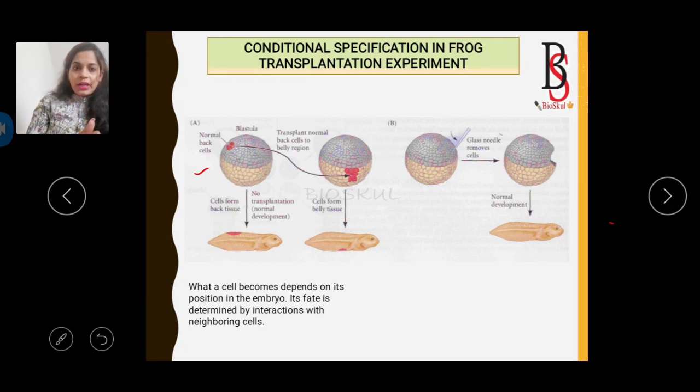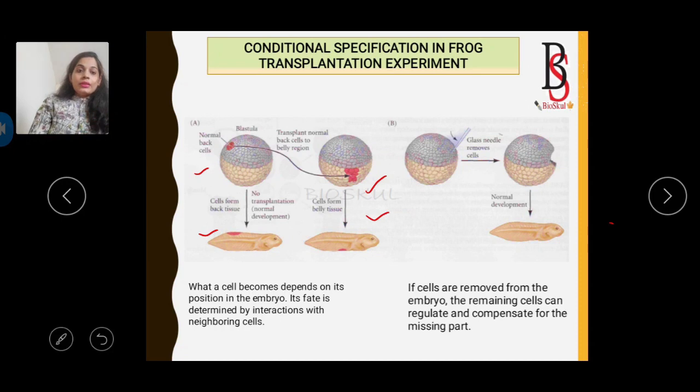If there is no transplantation, then it will develop into the back tissue. But if we transplant the normal back cell into the belly region, then the cells will form belly tissue. So what happens here is that the back cell develops into the belly tissue because of the interaction with the neighboring cells.